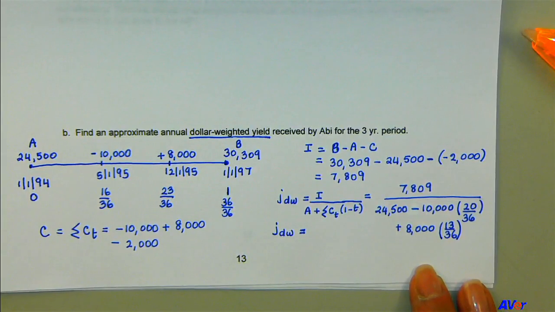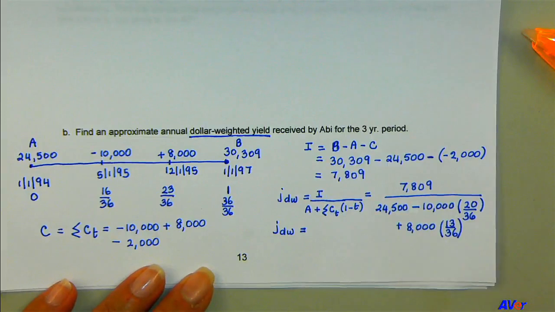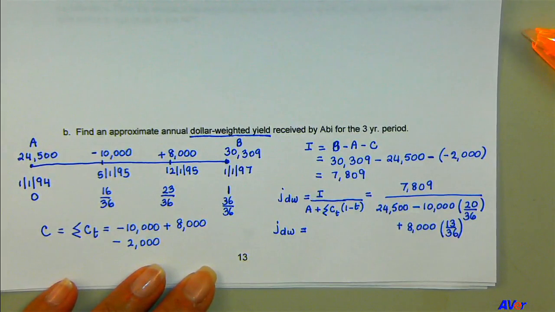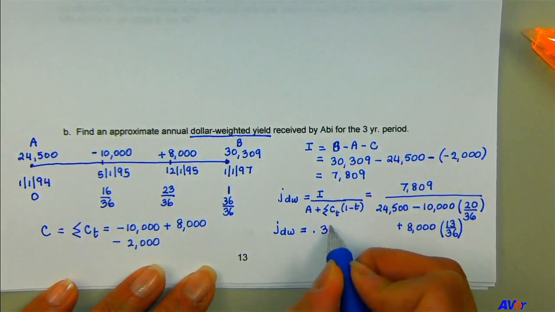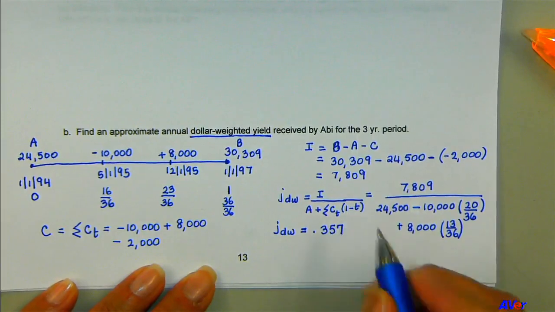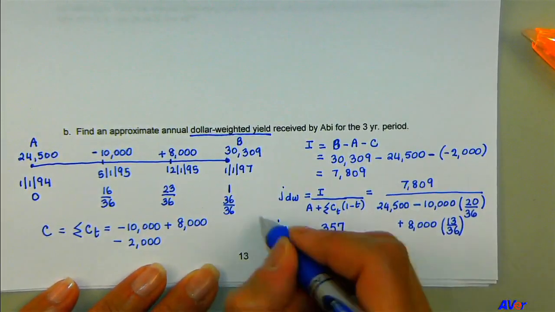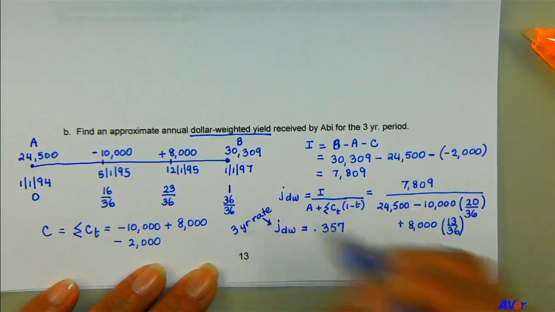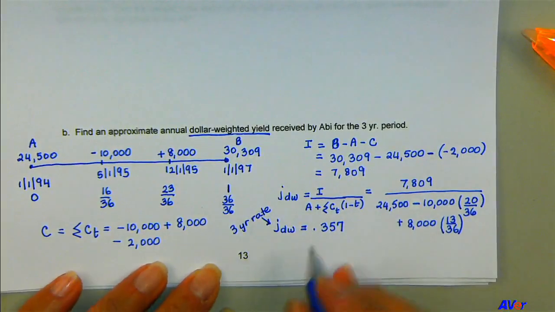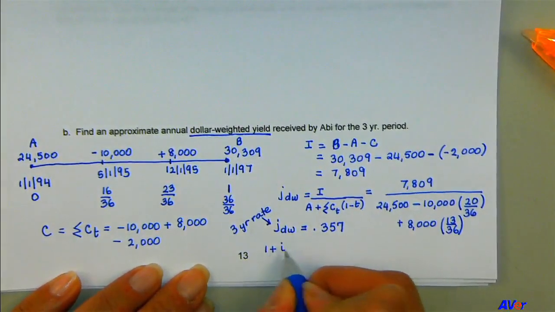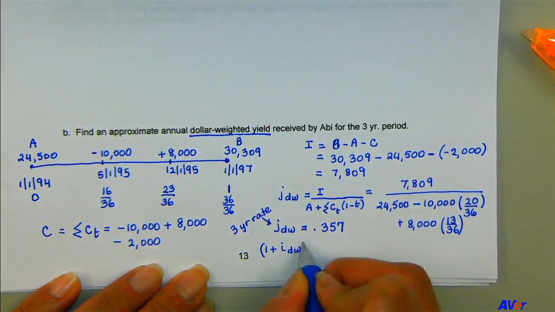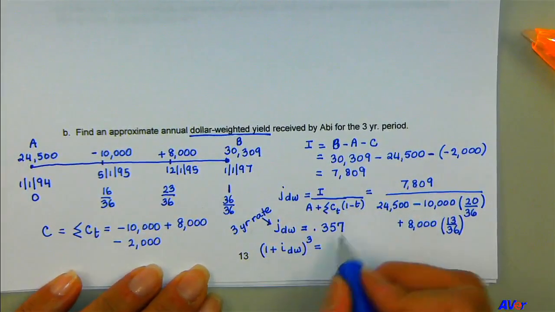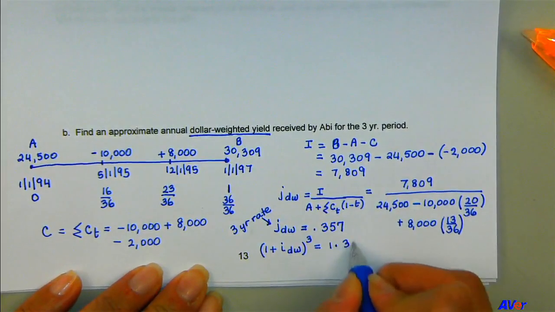What did you get? I got 0.357. Did anyone get that? Okay. So JW is 0.357. Now this is a 3-year rate. I need the annual rate. So I want 1 plus I dollar weighted to the third power equals 1.357.